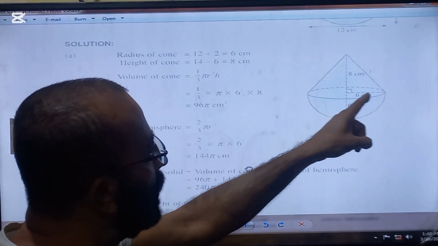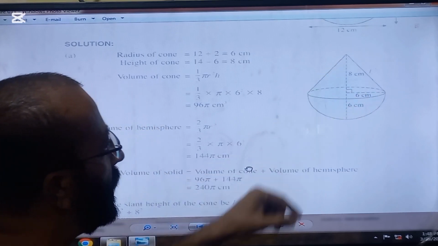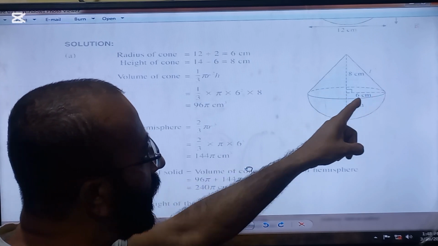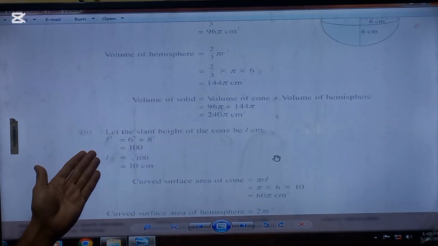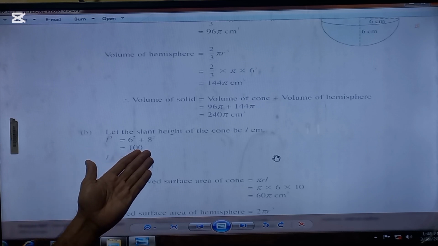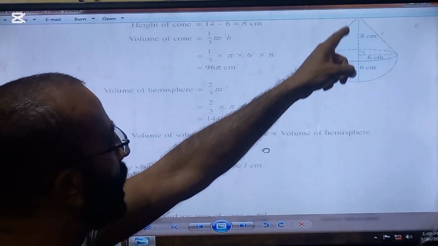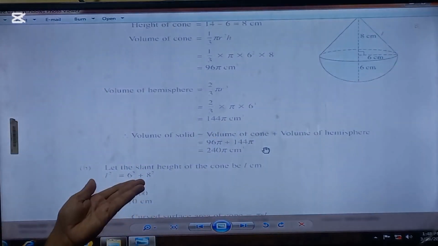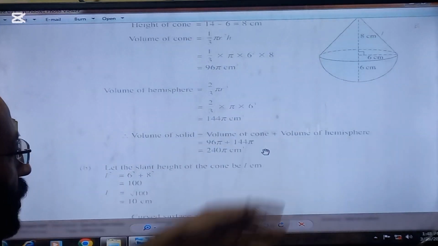At this step we will apply the Pythagoras theorem in this triangle because this is a right angle triangle. The height of the triangle is given, that is 8. The base of the triangle is given, that is 6. So apply the Pythagoras theorem: hypotenuse squared is equal to perpendicular squared plus base squared. Hypotenuse is L, perpendicular is 8 and base is 6. Apply these values in the formula, use the calculator, and you will get the hypotenuse value of 10 centimeters.